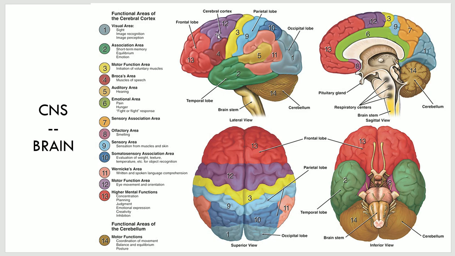And then we have number 14, our cerebellum down here. Again, motor function, cerebellum, but this one's more coordination of movement, of balance, equilibrium, posture, etc. So for this, be able to match part and function and know where it is.